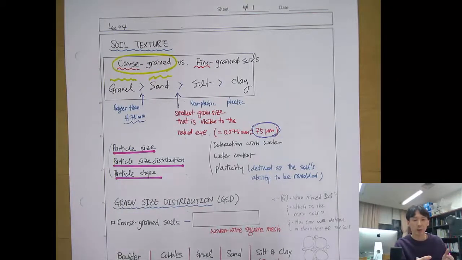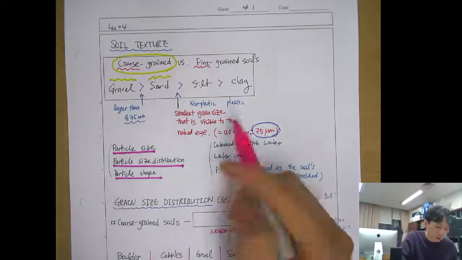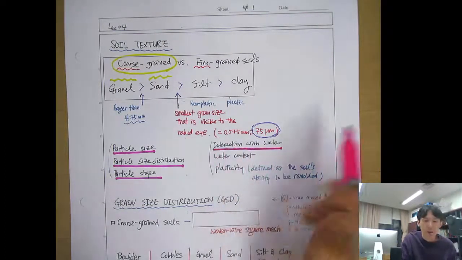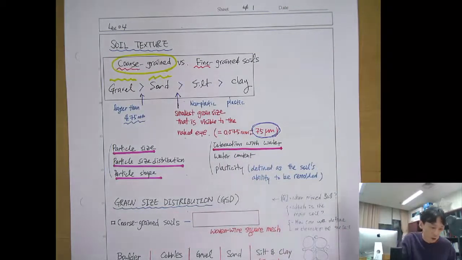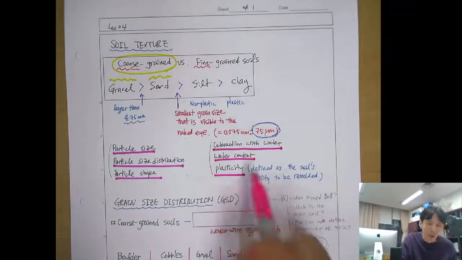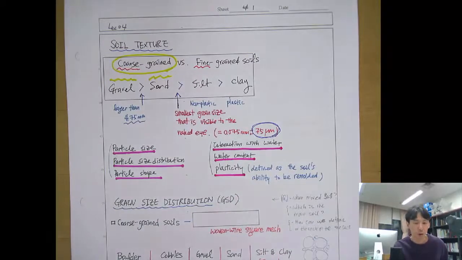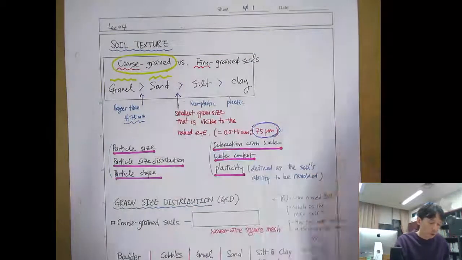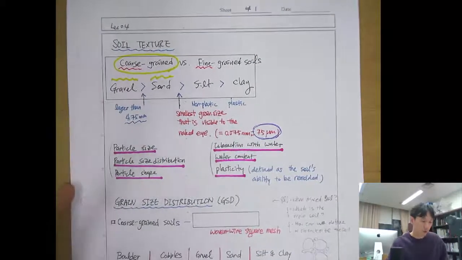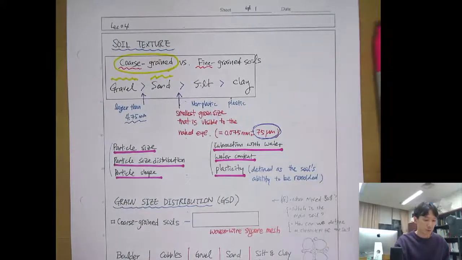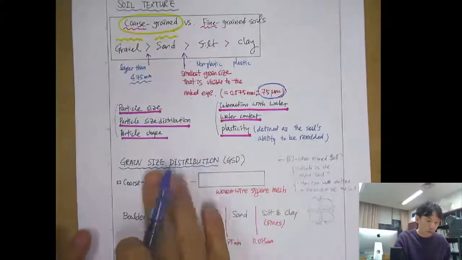On the other hand, the electrical force between the particles, or maybe between the water and particle, becomes more and more important. So because of that, interaction with the water, like electrostatic force, or the water content, and plasticity will play a role in determining their behavior in fine-grained soil. So we're going to talk about this later in lecture 5. Today we'll discuss more about the grain size distribution.